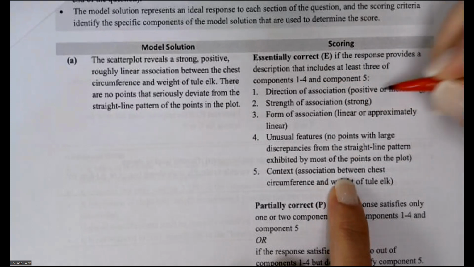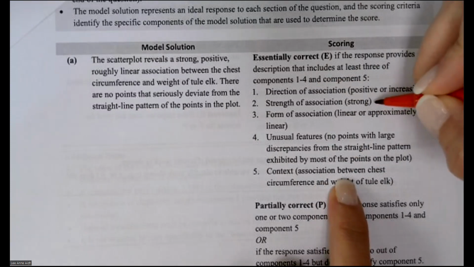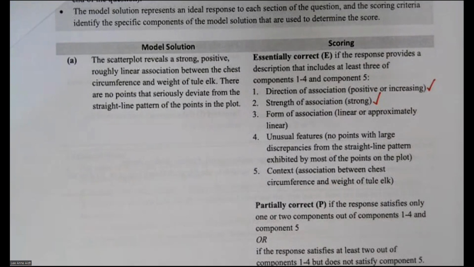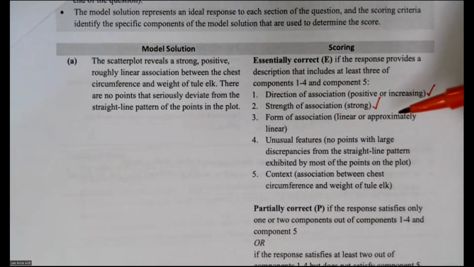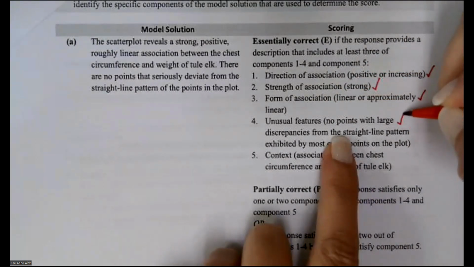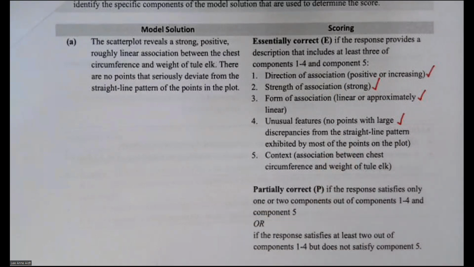Direction, positive or increasing. Strength, strong, apparently they really care about that. I put moderate. I'm kind of salty about it. Form, linear. I said outliers, none. And then you need to have something about the context.